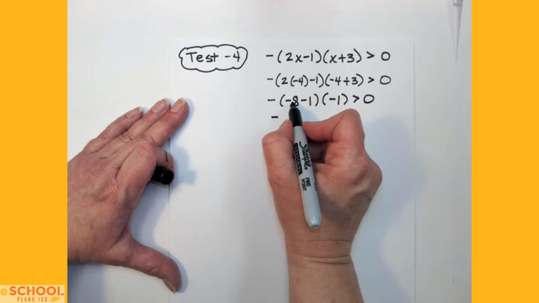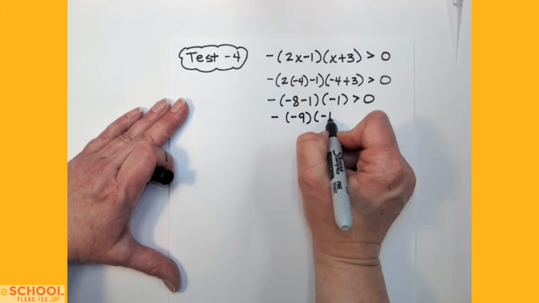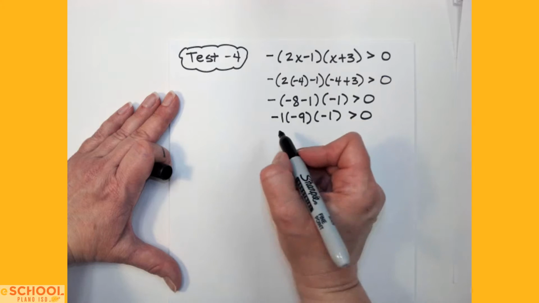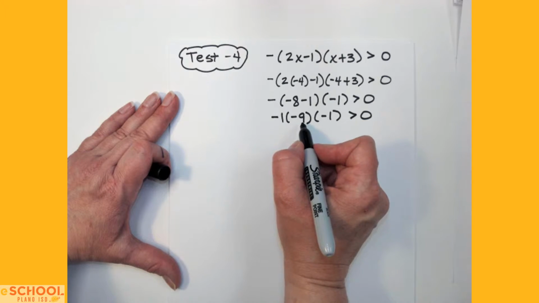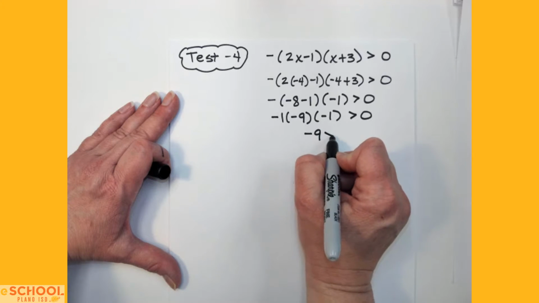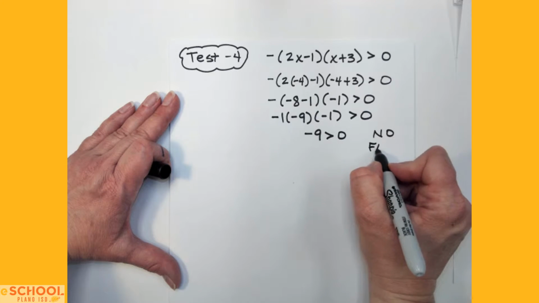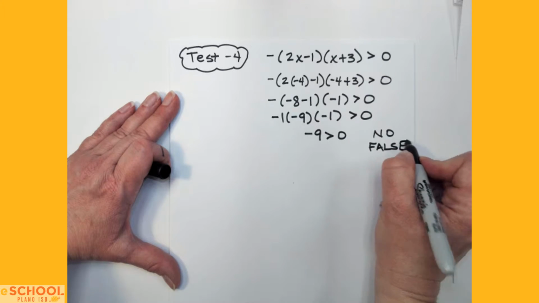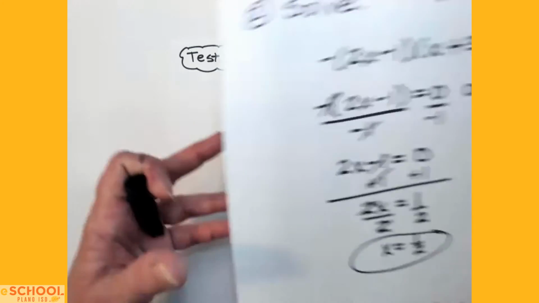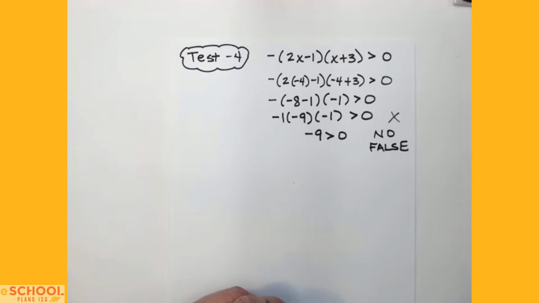So inside, I have negative 8 minus 1. That's going to give me negative 9. So again, treat this like you have a negative 1 there. Negative 1 times negative 9 is 9. And then 9 times negative 1 is negative 9. Is that greater than 0? No, it is not. So this interval gives false inequalities. So we are not going to select that interval as part of the solution. So I'm going to put an X above that part of the interval.